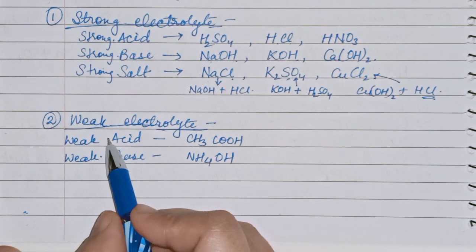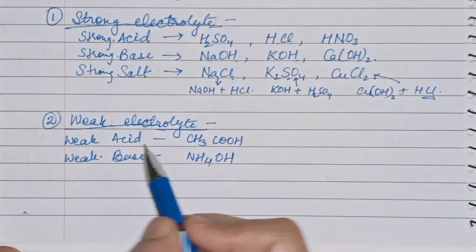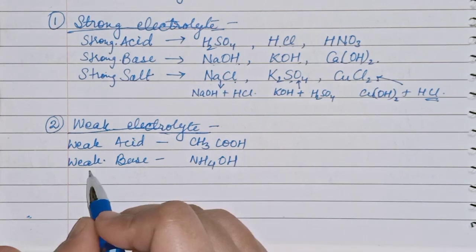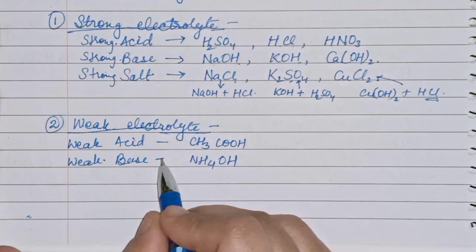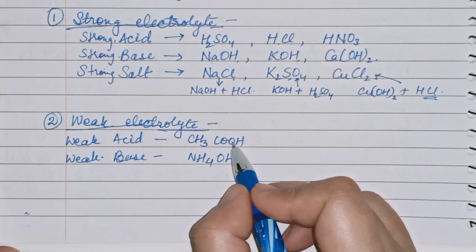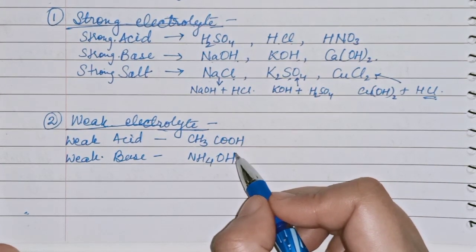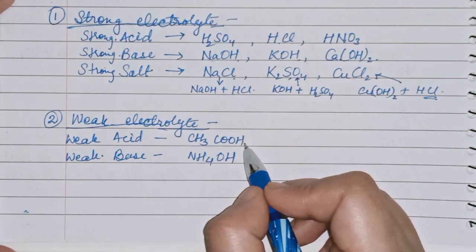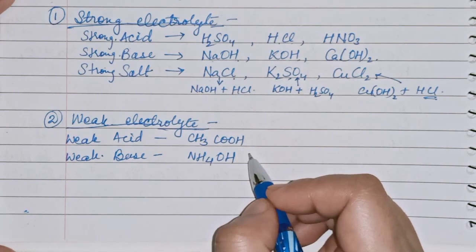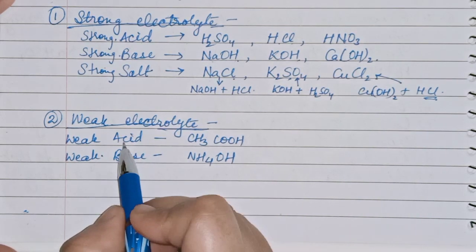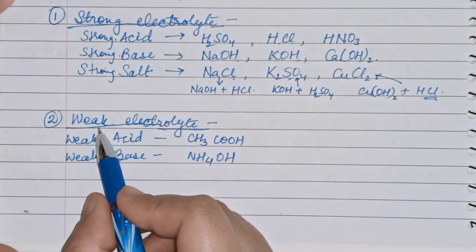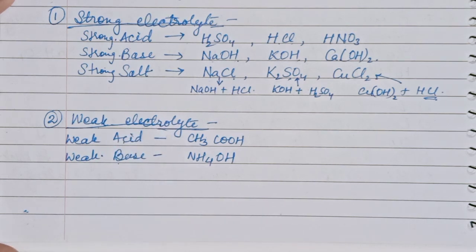A weak electrolyte comes from a weak acid, that is acetic acid, and a weak base, ammonium hydroxide. Here, why are they weak? Because the dissociation of these compounds in water is not complete. Some are in the form of ions and some are in the form of molecules. So you can say weak acid and weak base will form a weak electrolyte. They will not dissociate completely into ions.